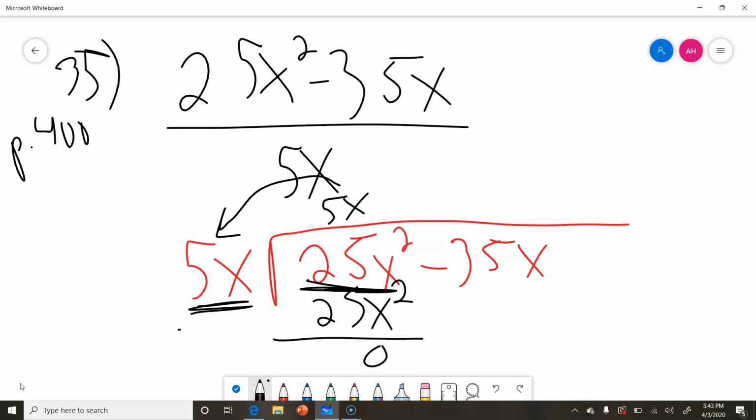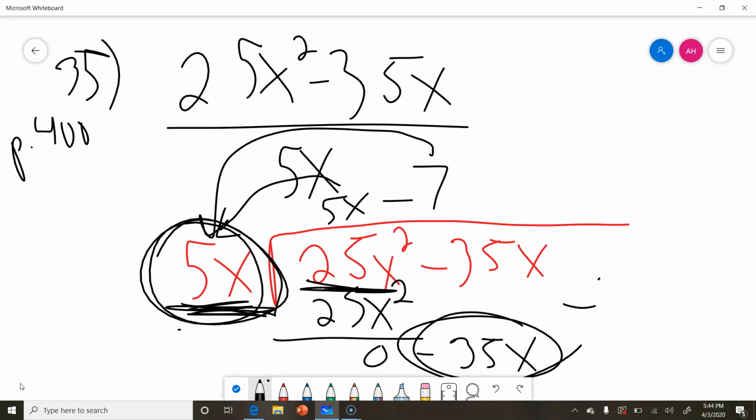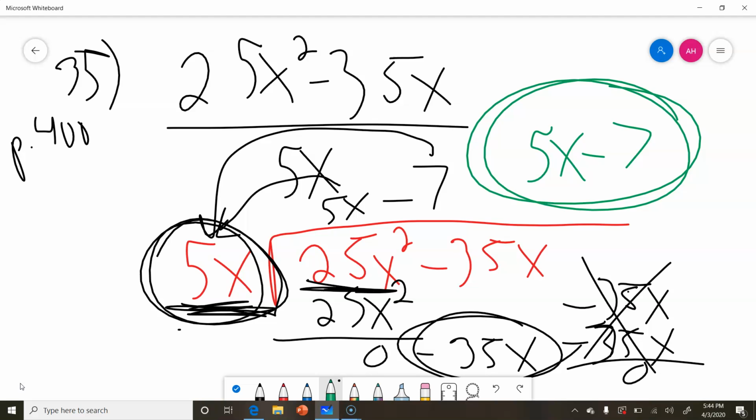Then I say how many times now can 5x go into this negative 35x? So now I'm looking at this 5x right here into this negative 35x down here. Well, that would be negative 7 times. So therefore, I can check it by doing negative 7 times 5x, and I get negative 35x on top and negative 35x on the bottom, which is what I wanted because that equals 0. Those cancel out, meaning my final answer is 5x minus 7. If you need to rewatch that, you can do it that way.